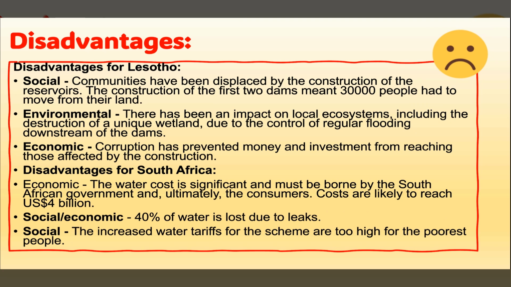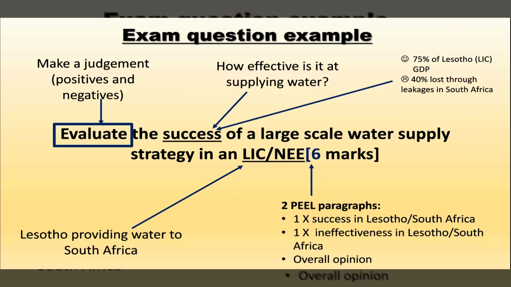Disadvantages for South Africa: the water cost is significant and must be borne by the South African government. Costs are likely to reach 4 billion. Socially and economically, 40% of that water is lost to leaks. So the government are paying for this water from Lesotho and it's not actually arriving to them. And because of high costs and water leakages, the government put up their water tariff prices. So some of the poorest people in South Africa are not actually going to be able to afford this water that's being transferred.